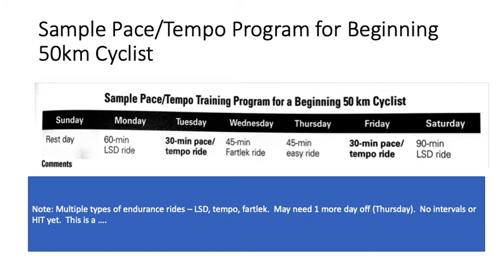And this is a sample of pace and tempo programming. So you can see here, Sunday is a rest day, Monday is a 60-minute long slow distance ride. Tuesday is a 30-minute pace tempo ride, where you're doing those pace and tempo intervals. Wednesday, you're doing 45 minutes of speed play. Thursday is a 45-minute easy ride, and that means a long, slow distance. Friday would be 30 minutes of pace and tempo, and then Saturday would be a 90-minute long, slow distance ride.